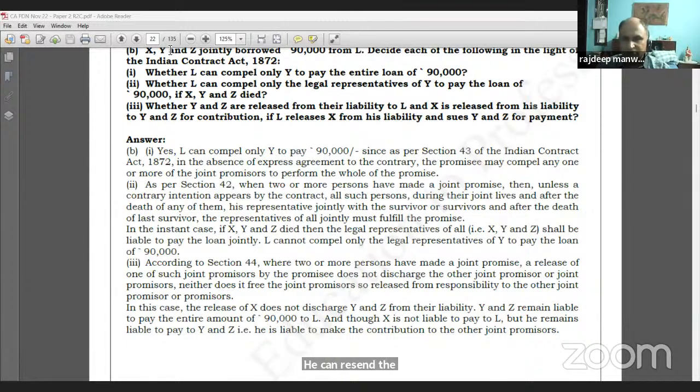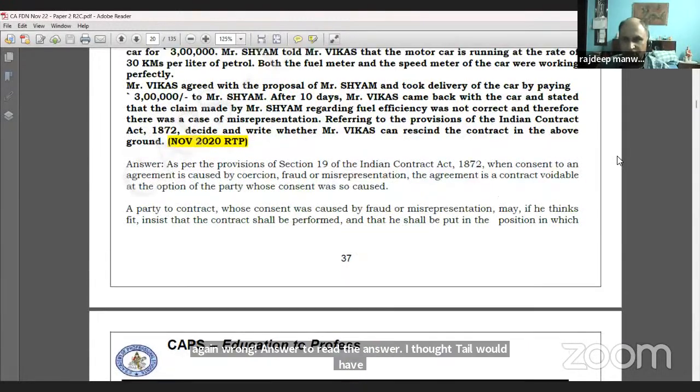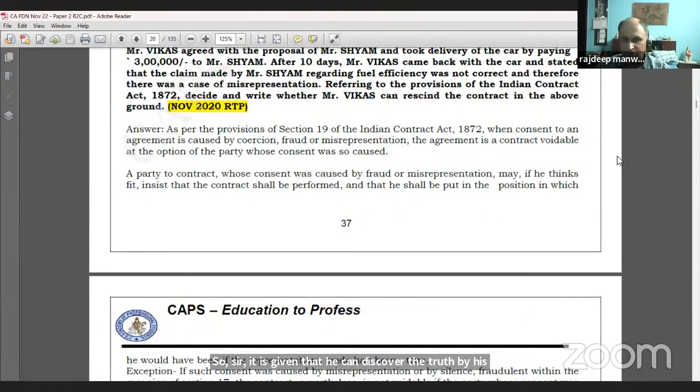Sir, but the answer given says he cannot rescind the contract, sir. Oh, again, wrong answer. Read the answer. I thought they would have written. Sir, it is given that he can discover the truth by his ordinary diligence. Read that again. Read.